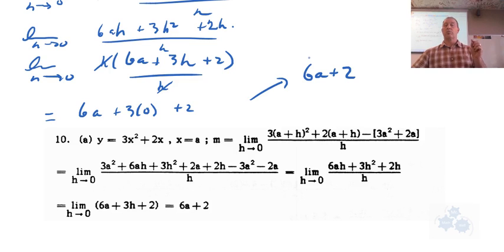That is the expression for the slope of the tangent line. That's the expression, yes.